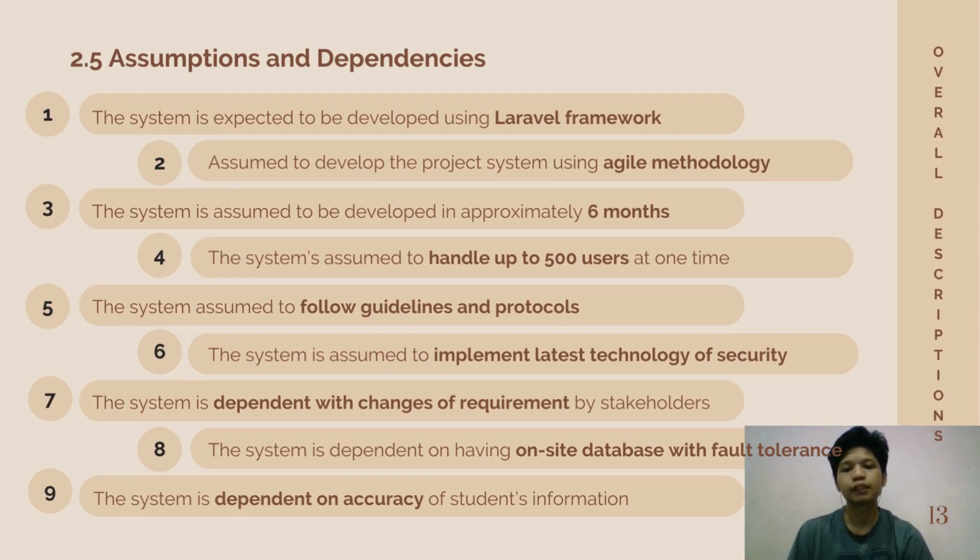Seven is the system is dependent on the change of requirements by stakeholders, because it's going to be developed using agile, so the requirements are dependent to create the project according to the schedule. Eight is to have the site on database with fault tolerance. Nine is the system is dependent on the accuracy of students' information. So these will be the assumptions and dependencies.